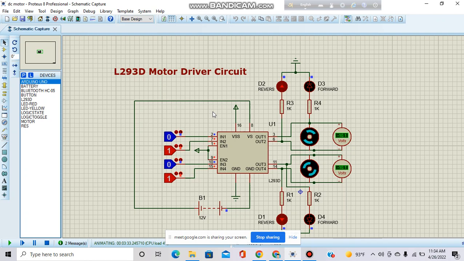So now, how does this circuit work and what is its principle? In order to have complete control over a DC motor, we have to control its speed and rotation direction. This can be achieved by combining two techniques: PWM for controlling speed and an H bridge for controlling rotation direction.